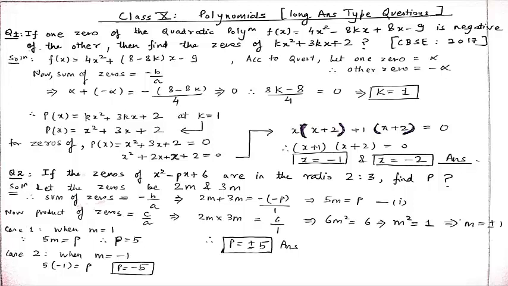Now the product of zeros is equal to c upon a. So 2m into 3m equal to the constant term, which is 6, upon the coefficient of x square, which is 1. So 6m square equal to 6. And on solving it, we get m equal to plus or minus 1. Now there are two cases. When m is equal to 1, using equation I, 5m equal to p, so on substituting m equal to 1, we get p equal to 5. And in case 2, when m equal to minus 1, we get p equal to minus 5. So our final answer is p is equal to plus or minus 5.